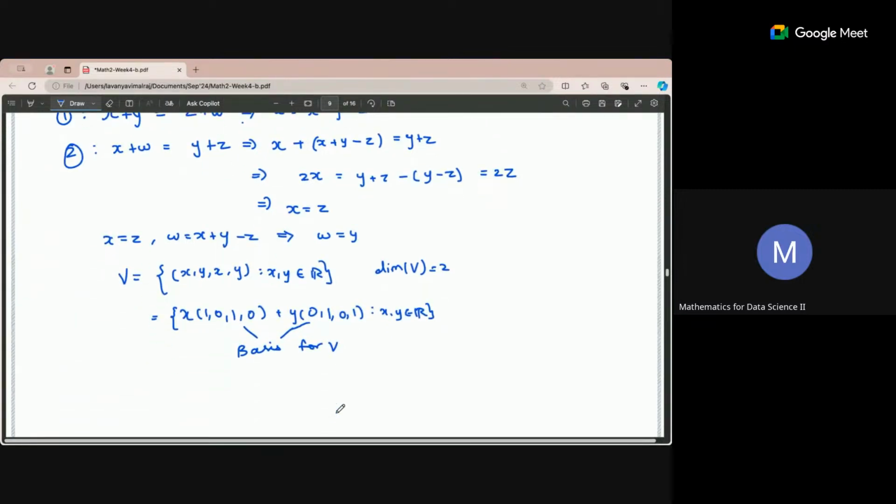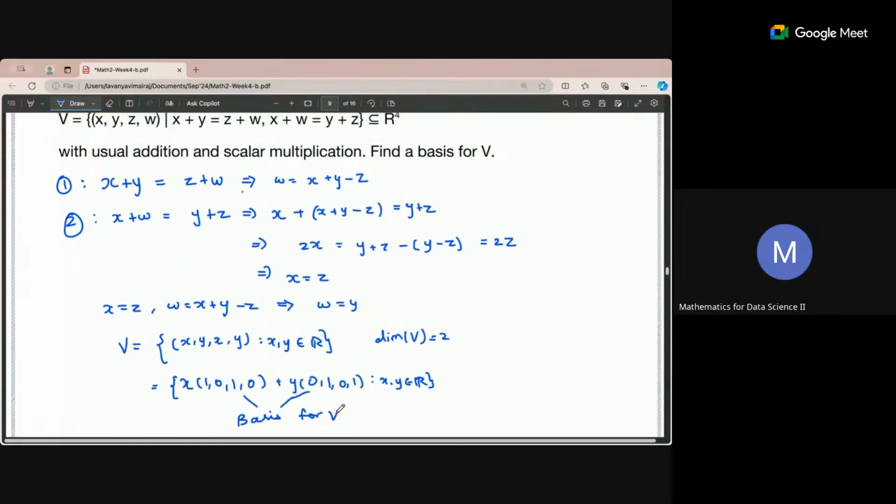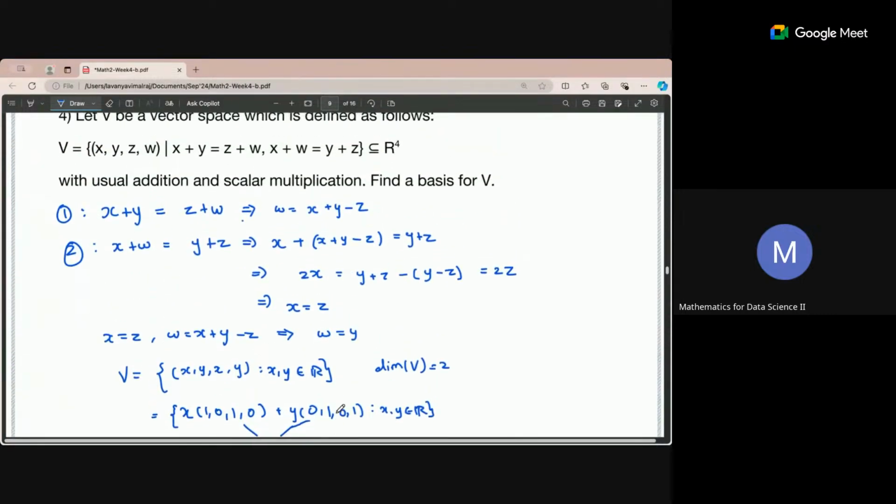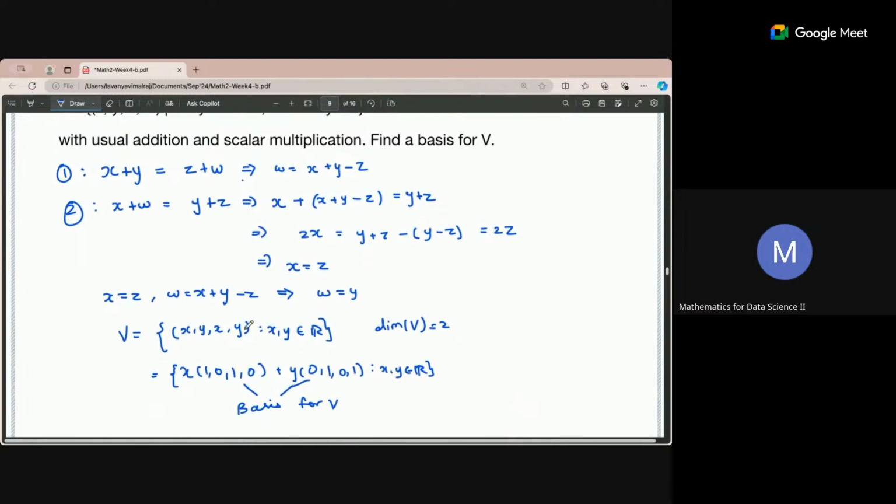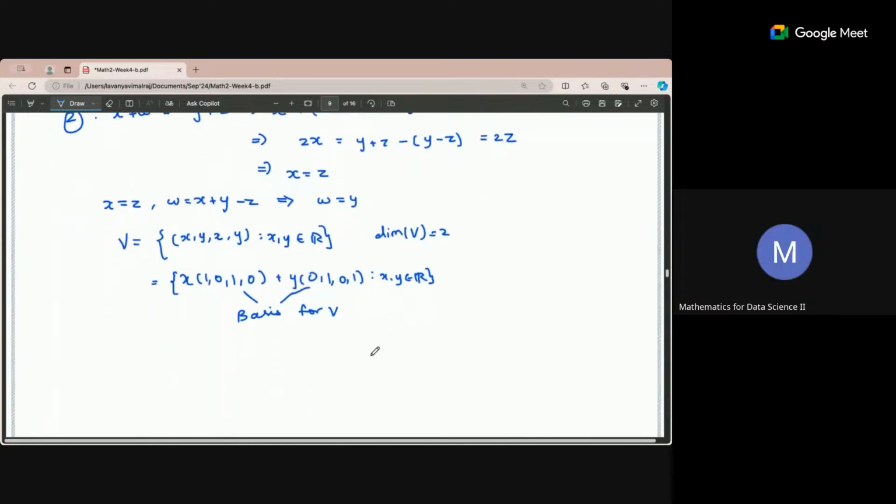Is this clear? How did we find a basis? We just solved the system of equations given here, wrote the solution, removed the variables and got the vectors. Okay, clear? Yes, ma'am. Fine.